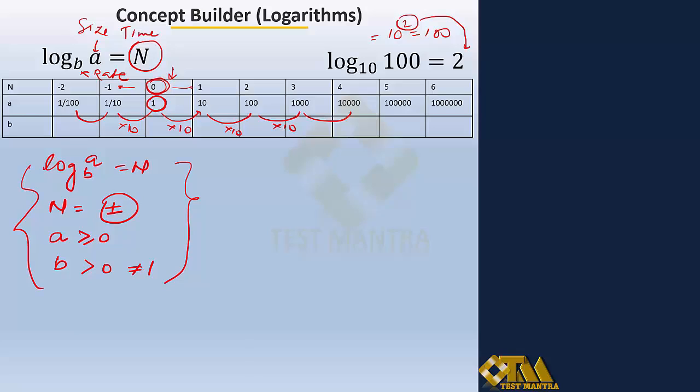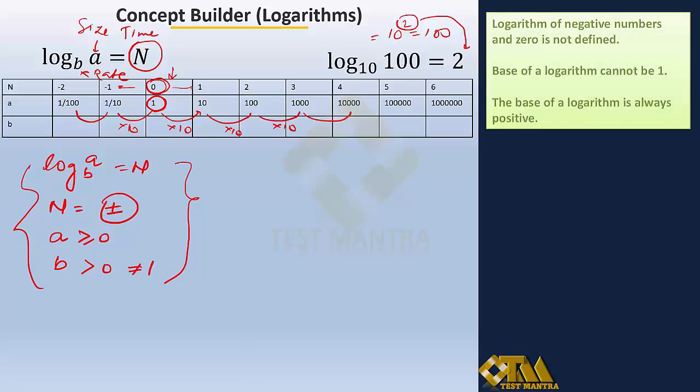So let's see the basic brush up. Logarithm of a negative number and 0 is not defined, as we have seen. A value should be greater than 0. Base of a logarithm cannot be 1, as we have seen. The base of a logarithm is always positive. It should be greater than 0, right? That's my condition available here.